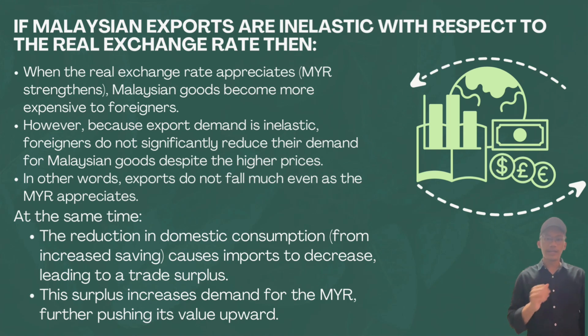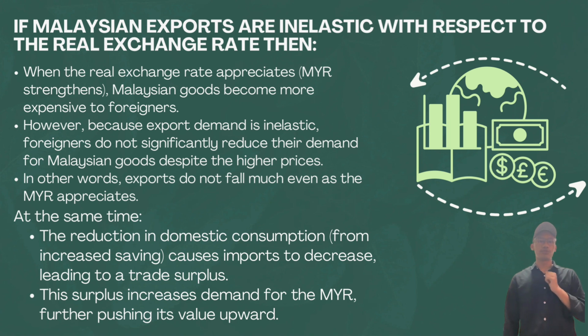This means when the ringgit gets stronger and our goods become more expensive, foreigners still continue to buy our products. So, even though the ringgit appreciates, exports don't fall so much. This is important because normally, a stronger currency should reduce exports. But here, because of low elasticity, exports remain stable. At the same time, Malaysians are saving more and spending less. So, imports are falling. This creates a trade surplus where we are exporting more than we are importing. The trade surplus increases demand for the ringgit, causing it to appreciate even more.